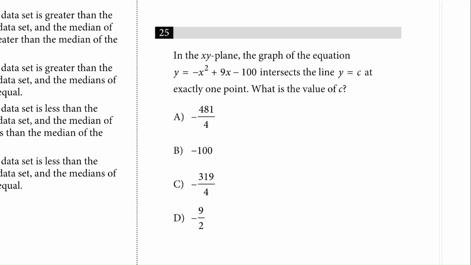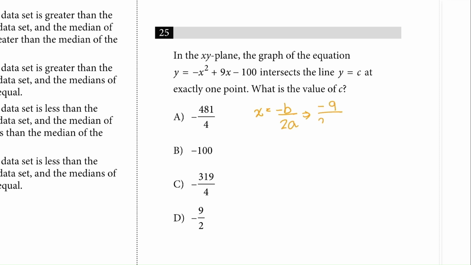In the xy plane, the graph of the equation y equals negative x squared plus 9x minus 100 intersects the line y equals c at exactly 1 point. What is the value of c? So in order to find out the maximum value, what we have to do is find out where our vertex is, which is going to be negative b over 2a.